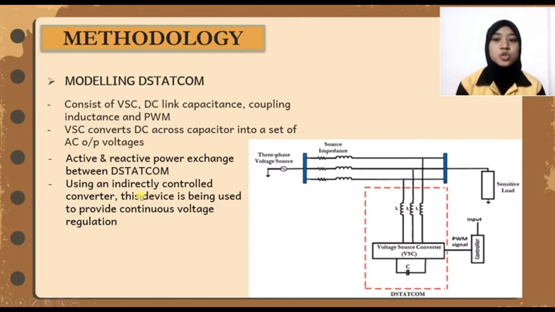Okay, next we can go to the modeling of the STATCOM. This figure shows a circuit of the STATCOM. This STATCOM has a VSC, which is a voltage source converter. It also has a DC link capacitance, coupling inductance, and PWM pulse width modulation signal. This VSC converts DC across the capacitor into a set of AC output voltages. It has active and reactive power exchange, and using an indirect control converter, this device is used to provide continuous voltage regulation.